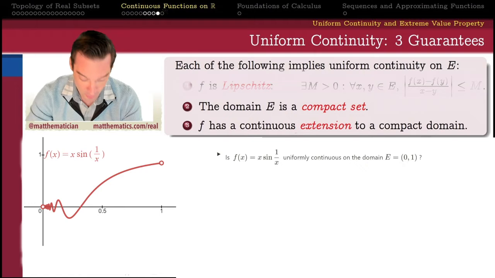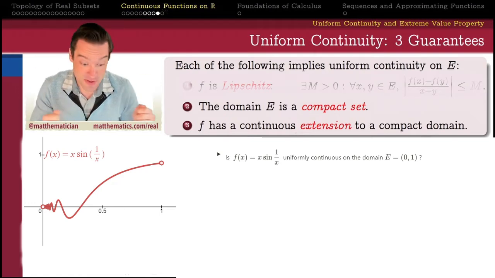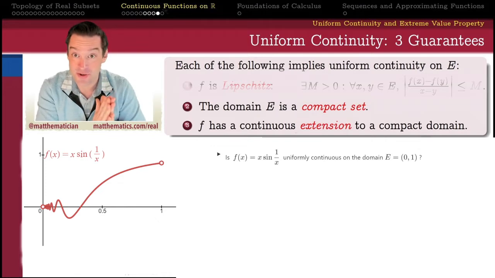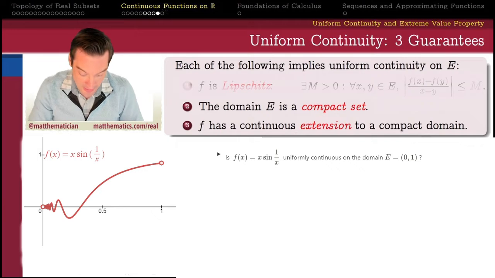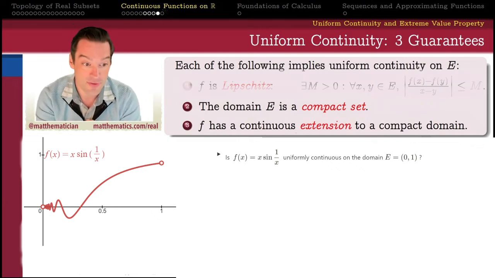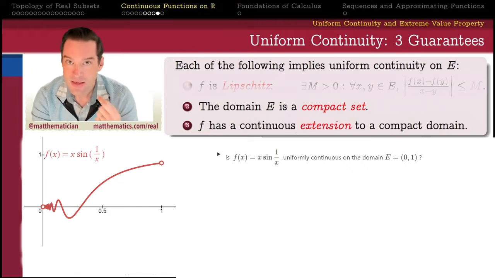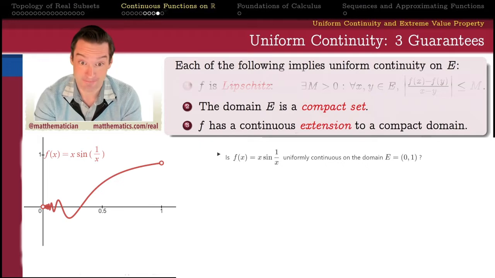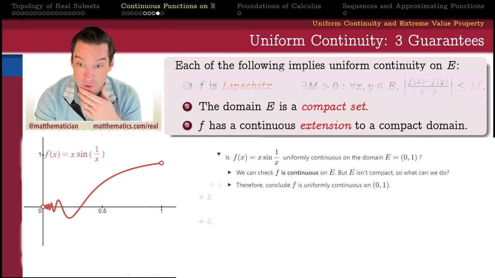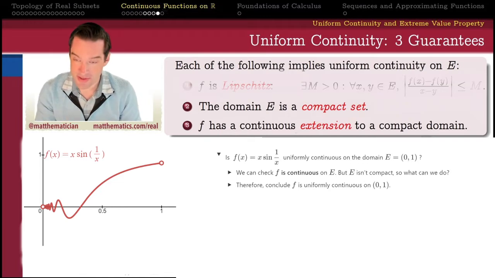So here I have one of my favorite kinds of functions, one of these oscillating sine functions that tries to oscillate faster and faster as x gets closer to 0. So this is x times the sine of 1 over x. And I want to assess this function for uniform continuity on the domain which is the open interval from 0 to 1. Since it's an open interval, the domain of this function is not compact, and so we don't automatically get uniform continuity. We can, however, check that this function is continuous at every point of this original domain.